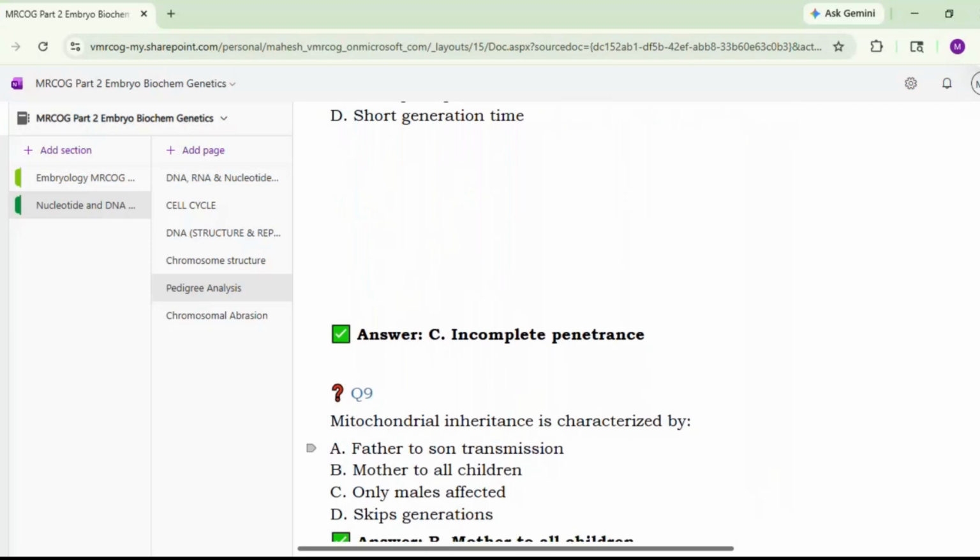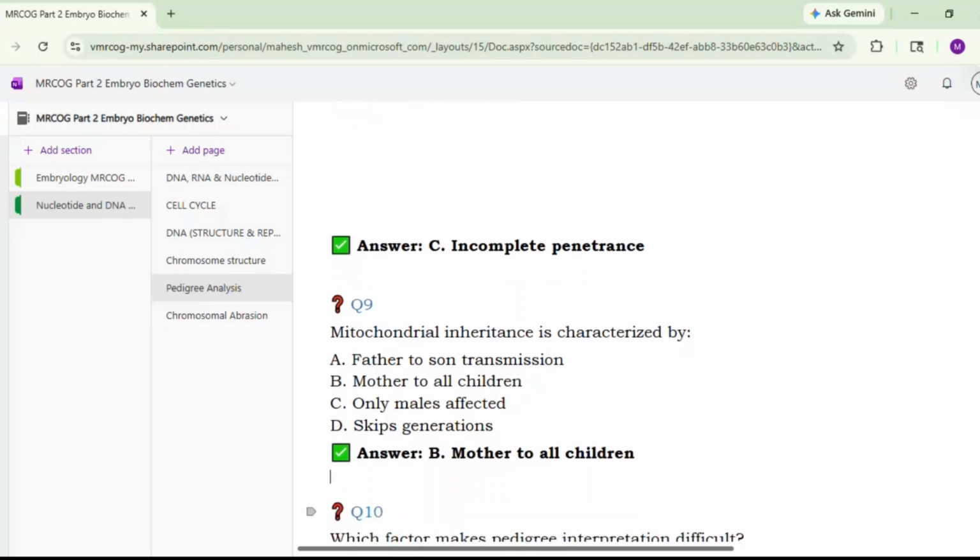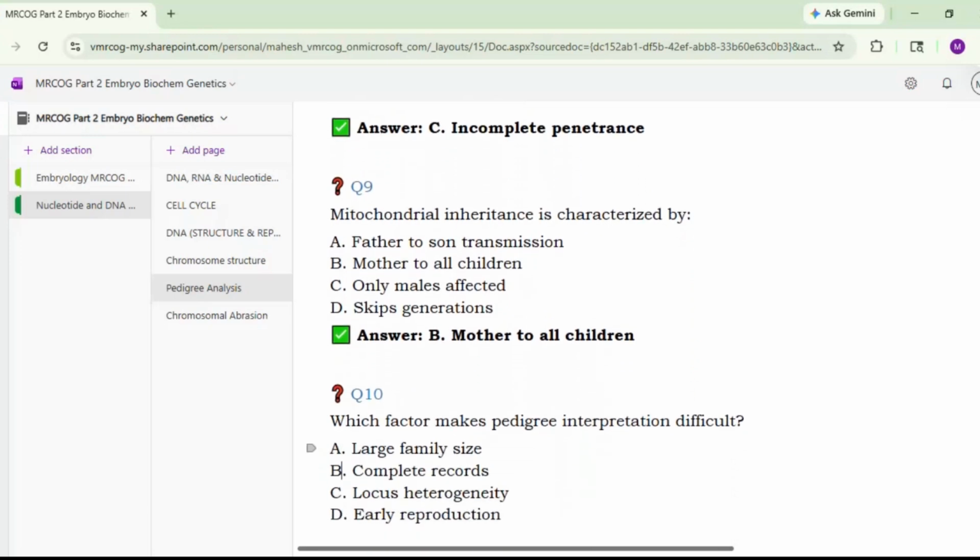Mitochondrial inheritance is characterized by father to son transmission, mother to all children, only males affected, skips generation. Sir, option B, mother to all children. Yes. Because that is through maternal transmission only. Mitochondrial disease.